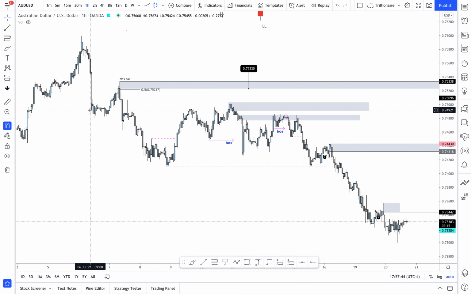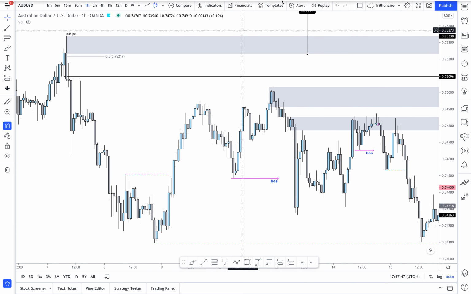All right, so now let's go through some examples of breaks of structure.